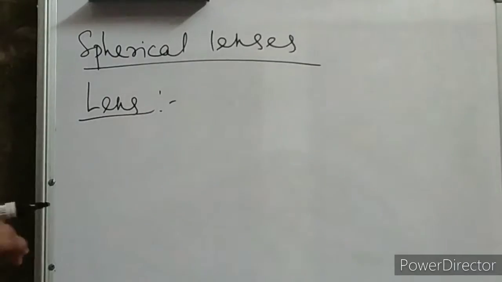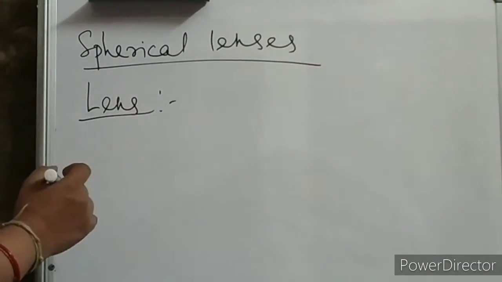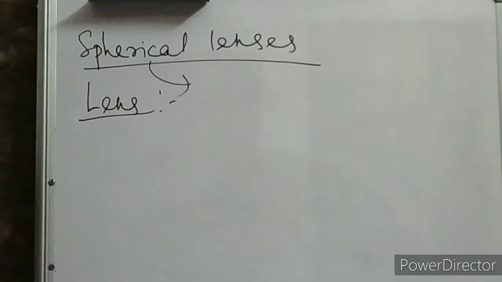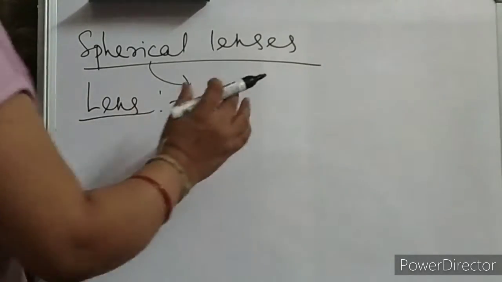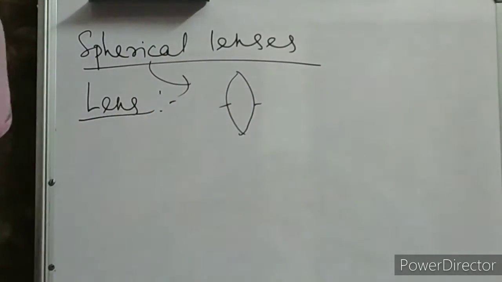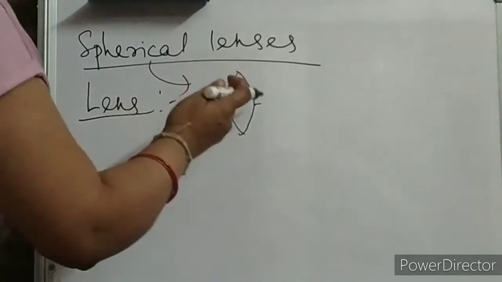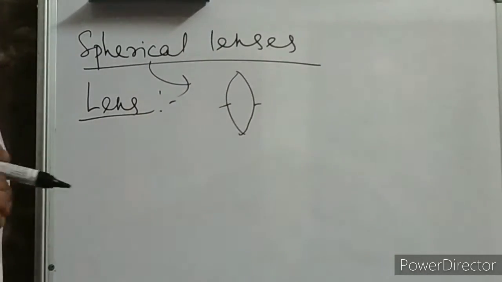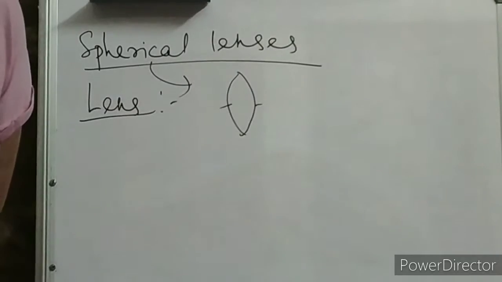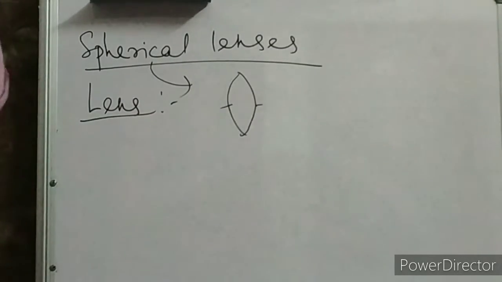Okay children? Then what is a spherical lens? A spherical lens is a piece of transparent refracting material, but here it is bounded by two spherical surfaces, or you can say two curved surfaces. That's why it is called a spherical lens. Is it clear children? Okay.